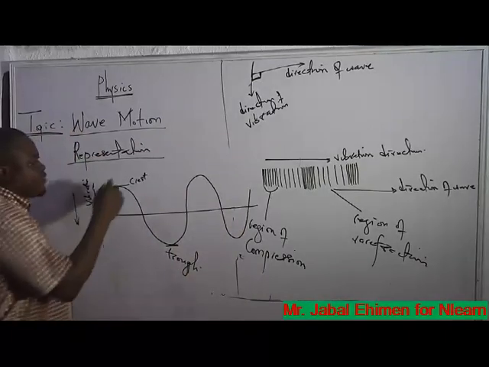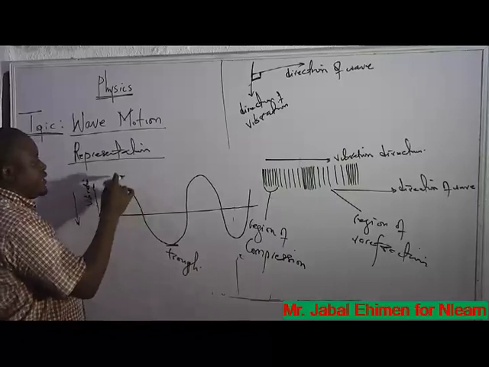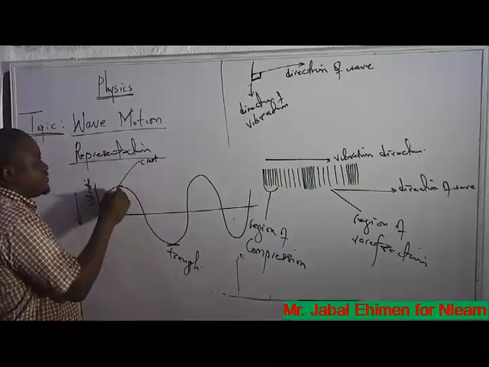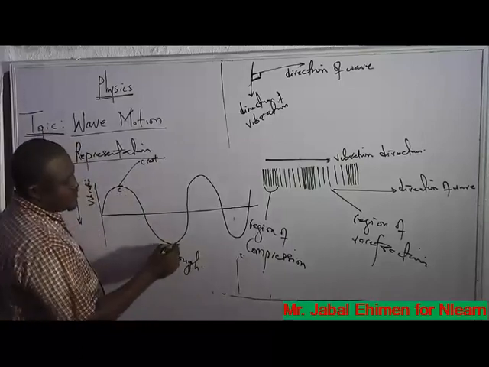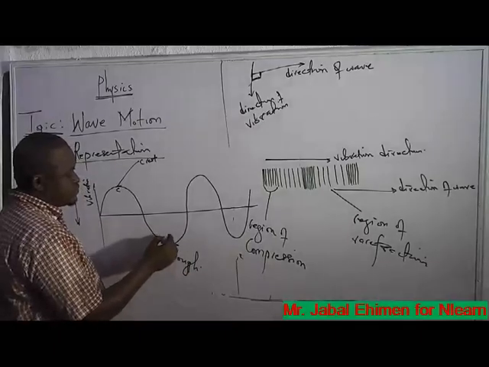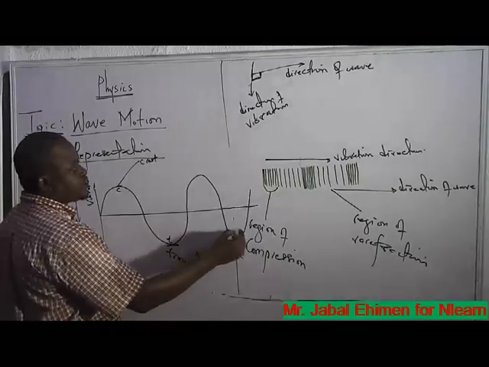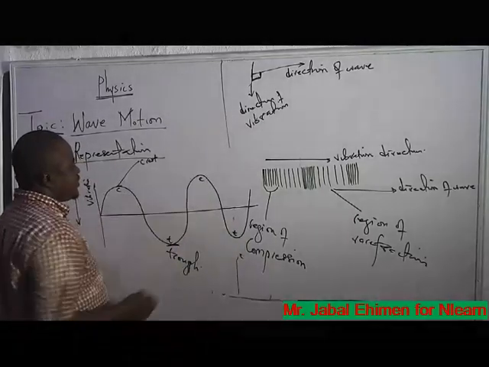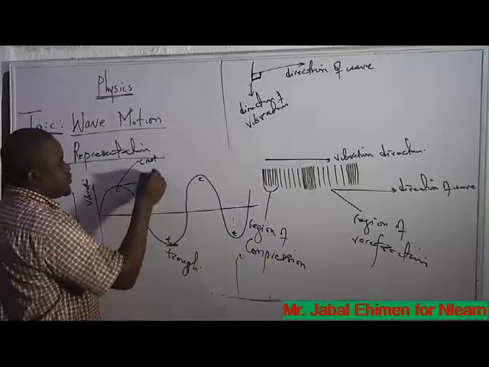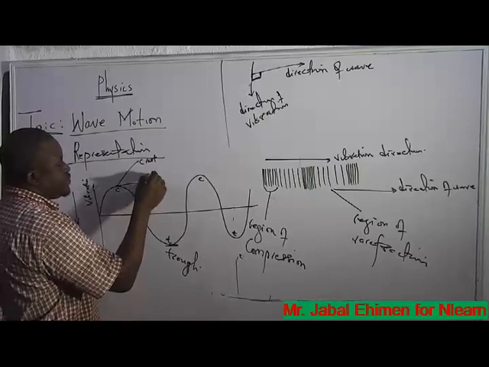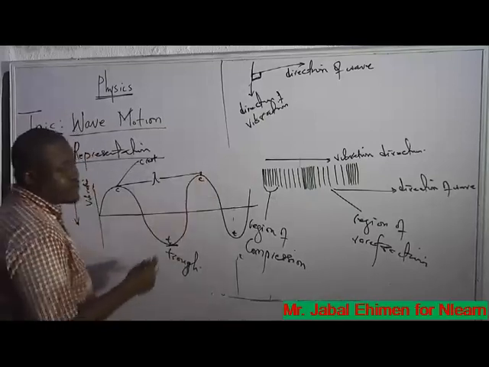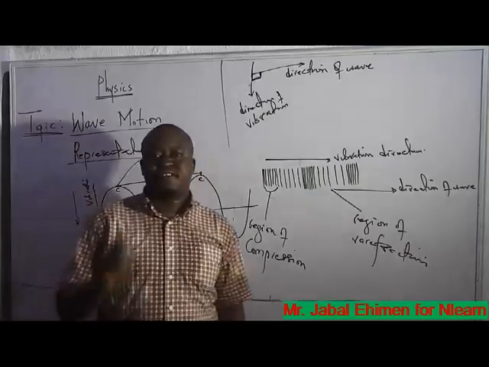Most times I'll represent the crest as capital C, and the trough as small letter t. So here is small letter t and here is C. The region from here to here is a wavelength. A wavelength is called lambda.